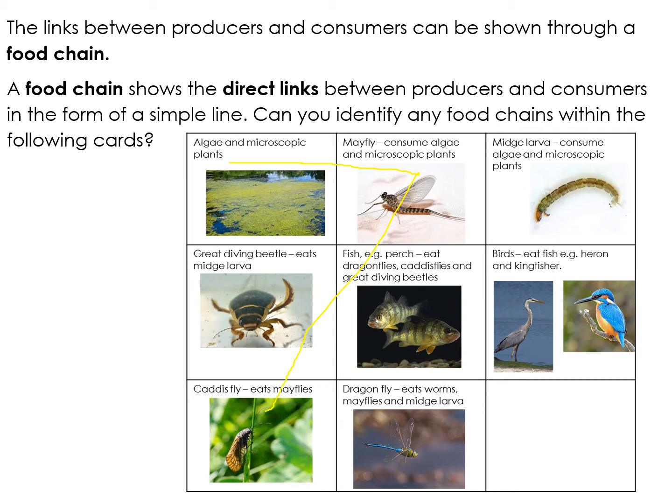What eats the caddisfly? The fish, and the fish are then eaten by the birds. So that would be one food chain. You could also have started with the algae and said that midge larvae eat the algae, and then the diving beetle eats the midge larva, the fish eat the beetles, and the birds eat the fish. So there you have two food chains.